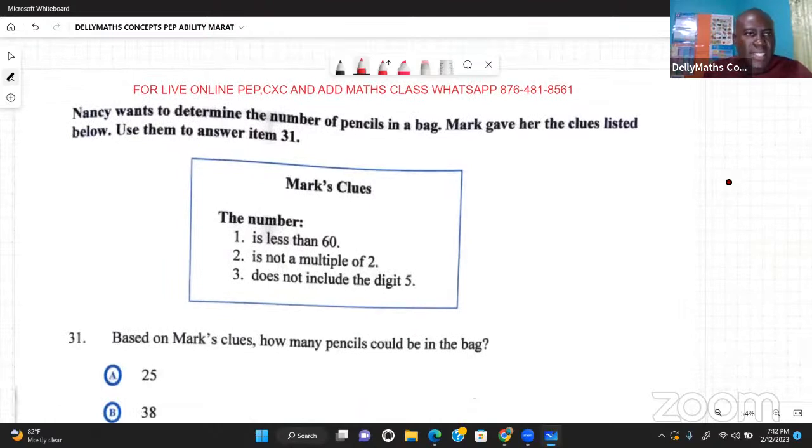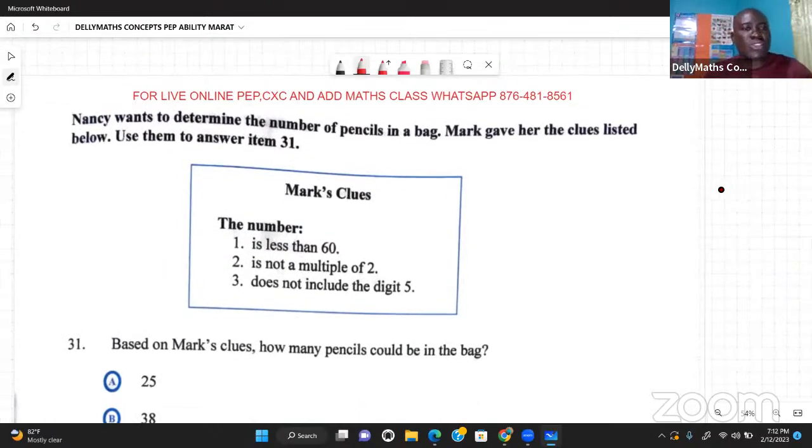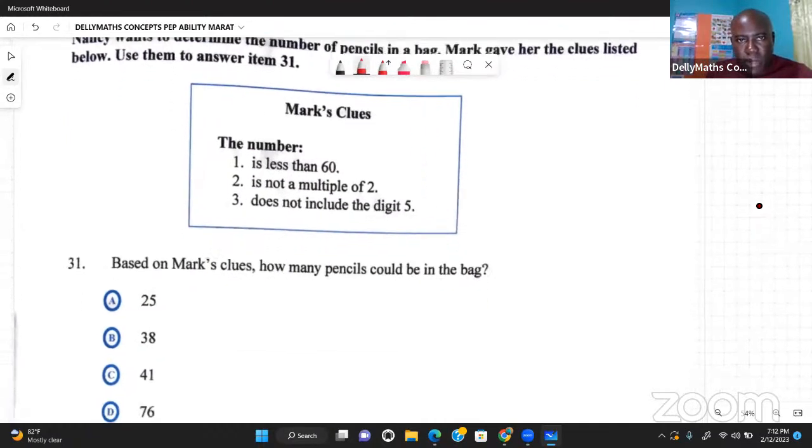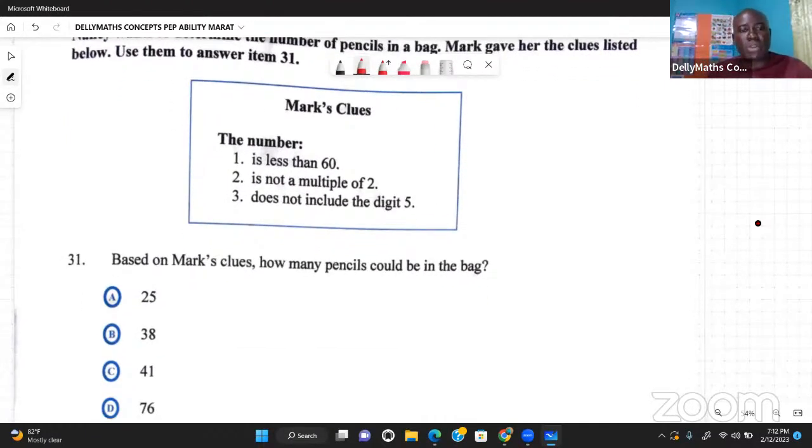All right, let's go at this one. Nancy wants to determine the number of pencils in a bag. Mark gave her the clues listed below. Use them to answer the question. Based on Mark's clues, how many pencils could be in the bag? The word is could. They're not saying how many are directly in the bag. Could means you may hit the number, you may be a little bit more, you may be a little less, right?